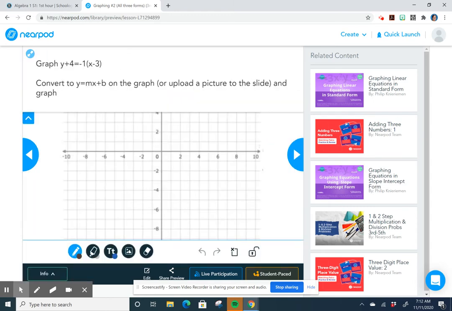The next problem is a converting problem as well. But this time we have y plus 4 equals -1 times the quantity x minus 3. Be careful with your distribution. Negative times a negative is always a positive. And then we're going to minus 4 on both sides.